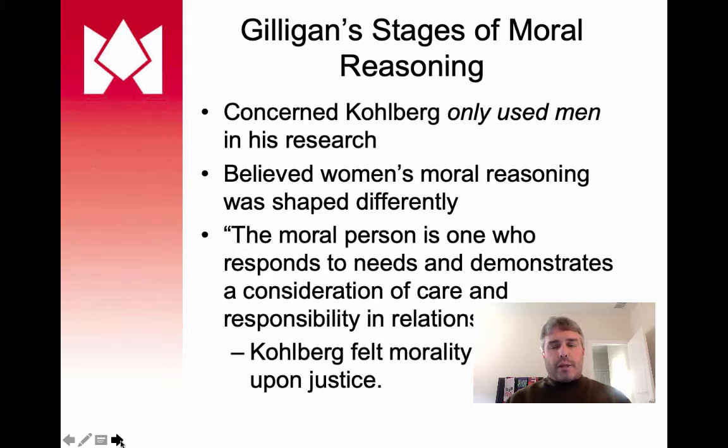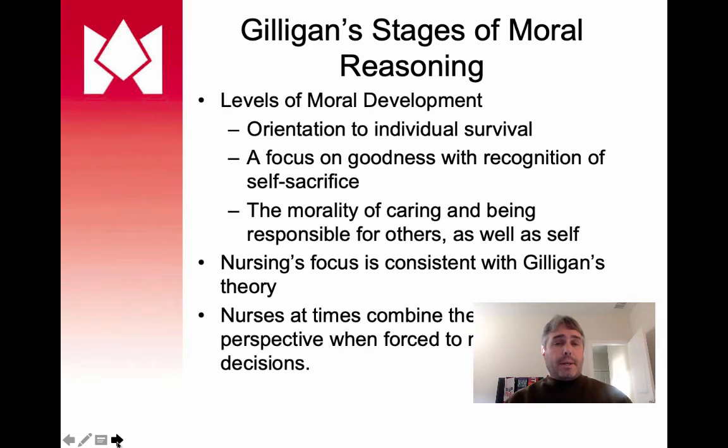Kohlberg felt that morality was based upon justice, upon doing the right thing, about right from wrong. Everything was very cut and dry, right? Whereas Gilligan said, well, you know what, that's all fine and well, but more importantly, that moral person needs to respond to others and consider others and take care of relationships and those types of things.